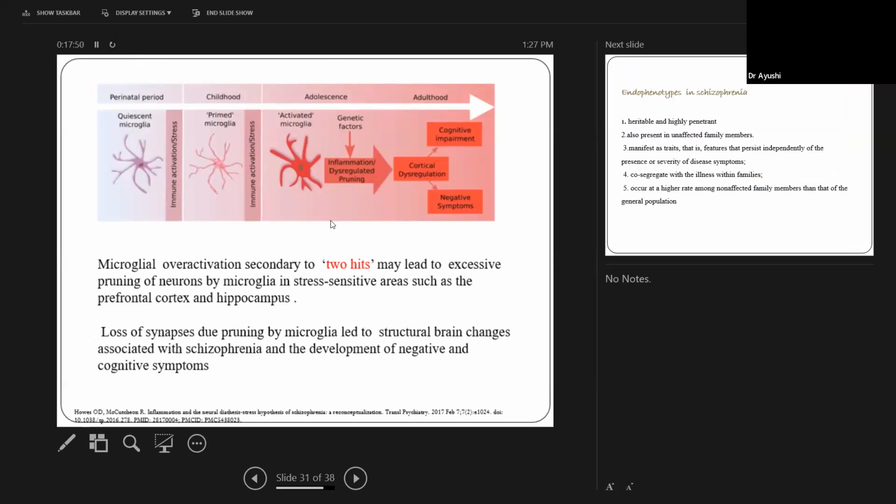This is the two-hit hypothesis, which may lead to excessive pruning of neurons by microglia in stress-sensitive areas such as the prefrontal cortex and hippocampus. Loss of synapses due to pruning by microglia leads to structural brain changes associated with schizophrenia and development of negative and cognitive symptoms.